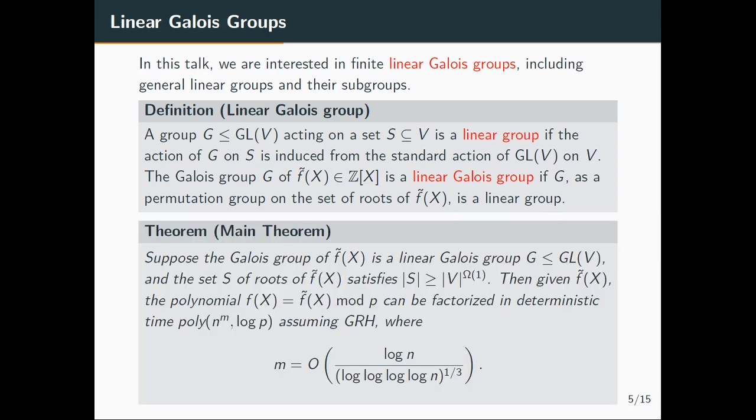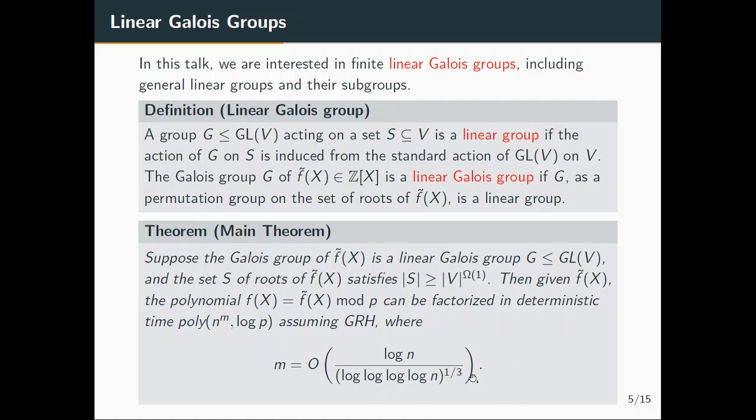And here's the main theorem in this talk. We show that, suppose the Galois group of f tilde is a linear Galois group acting on the set S of roots of f tilde, and the cardinality of this set S is at least the size of V to some constant power. Then, given the lifting polynomial f tilde, the polynomial f x can be factorized in deterministic time polynomial in n to the m and log p, assuming GRH, where m is given by O((log n) divided by (log log n))^(1/3).